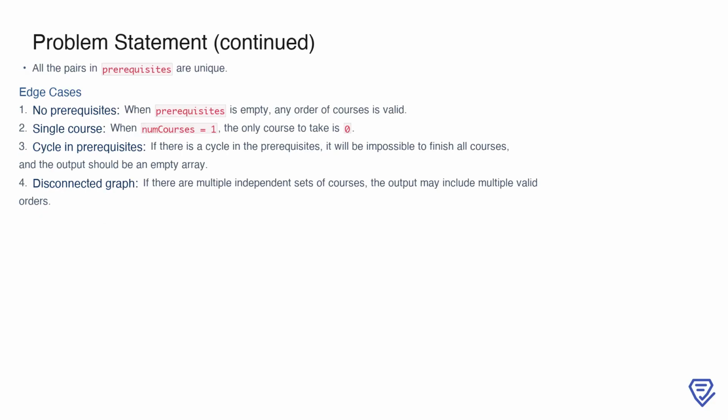There are a few important points and edge cases to consider. First, if there are no prerequisites, any order of courses is valid since there are no dependencies to satisfy. Second, when there is only one course, like numCourses equals 1, the result is simply [0], because there are no other options. Third, if the prerequisites contain a cycle, it becomes impossible to complete all courses, and the output should be an empty array. Lastly, in cases where the courses form disconnected groups with no dependencies between them, multiple valid orders are possible, as each group can be completed independently.